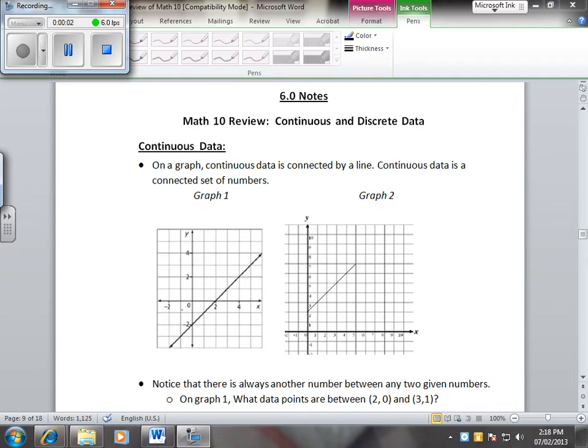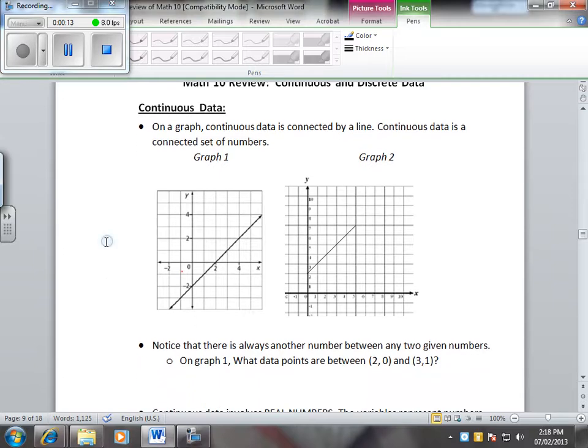Okay, so we just worked on set notation, and now we're going to go over continuous and discrete data. This is when we're graphing. For continuous data on a graph, it's connected by a line. So it's a connected set of numbers. There are two examples here. Here's a line right here.